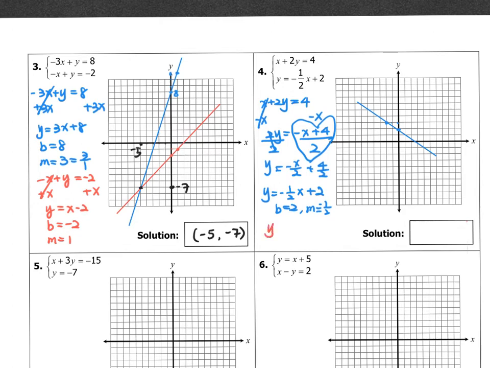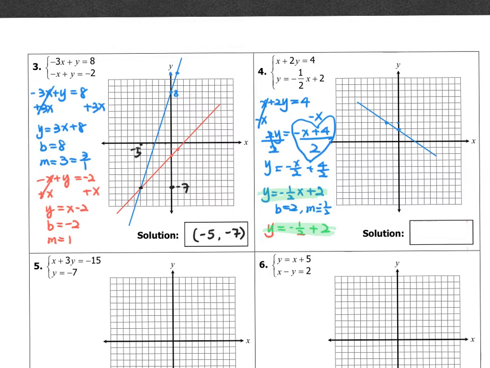The second one, oh, how nice. The second one, they already gave me the slope-intercept form. But look what's happening here. My second one here and the first one I manipulated are exactly the same equation.